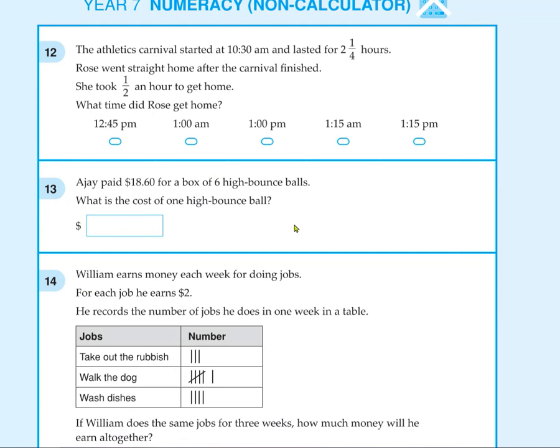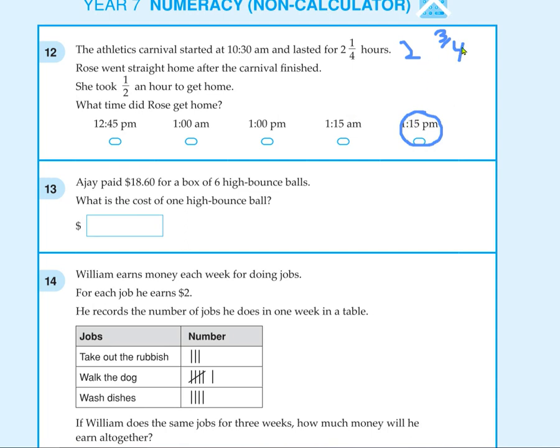Athletics Carnival started at 10:30 and went for 2¼ hours. Rose went straight home after the carnival finished. She took half an hour to get home. So we have to add half an hour plus our 2¼, which will give me 2¾ hours. And you can add these sort of things whichever way you wish. For example, I could have added half an hour to get 11, and then add another 2 hours, which gets 1, and then a quarter of that is 1:15. Not AM. That would be very early in the morning to finish.